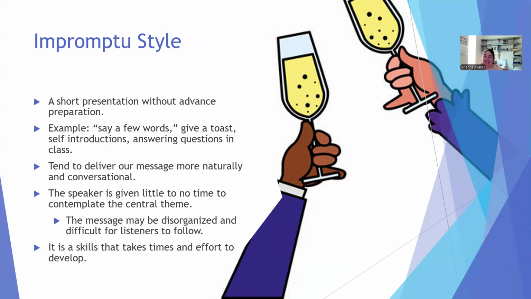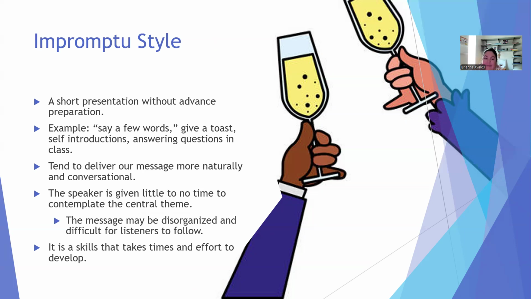Now, I do think that self-introductions are a great impromptu style of speaking, because when you go to class and all of a sudden you have to introduce yourself to 20, 30 people, it's like, ugh, I wasn't ready for this. And then also answering questions in class. The teacher asks you a question, they're waiting around for someone to answer, and you decide to answer. It's a mini impromptu style speech. It could only be like 10 seconds or so, but you are speaking in front of an audience.